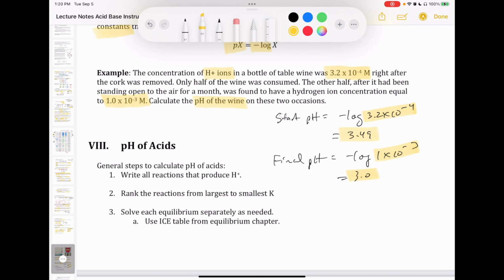We had talked about catalysis when we were discussing kinetics. Acids a lot of times are catalysts for certain reactions, so it might be that having more acid catalyzes other reactions that make the wine taste even worse than just the change in the pH alone. But for sure, there's at least an increase in the acidity of the wine as you go from the beginning to the end there.